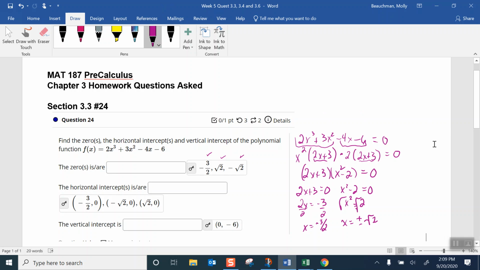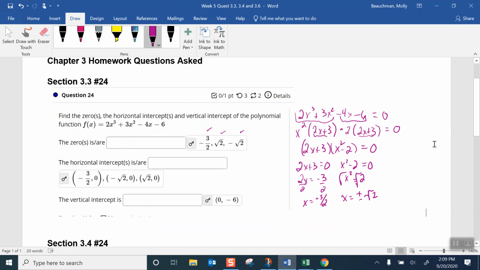The last part of this question asks for the vertical intercept. To find the y-intercept, we let x equal 0. So we're going to take our function f of x, and let x equal 0 to find the vertical intercept. We have f of 0 is equal to 2 times 0 cubed plus 3 times 0 squared minus 4 times 0 minus 6. Each of these terms becomes 0. F of 0 is equal to negative 6. So our vertical intercept or y-intercept is the coordinate 0, negative 6.